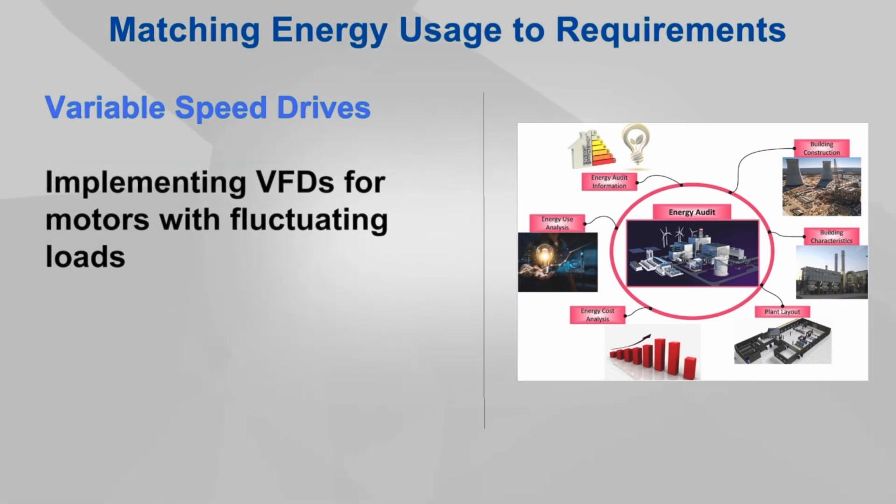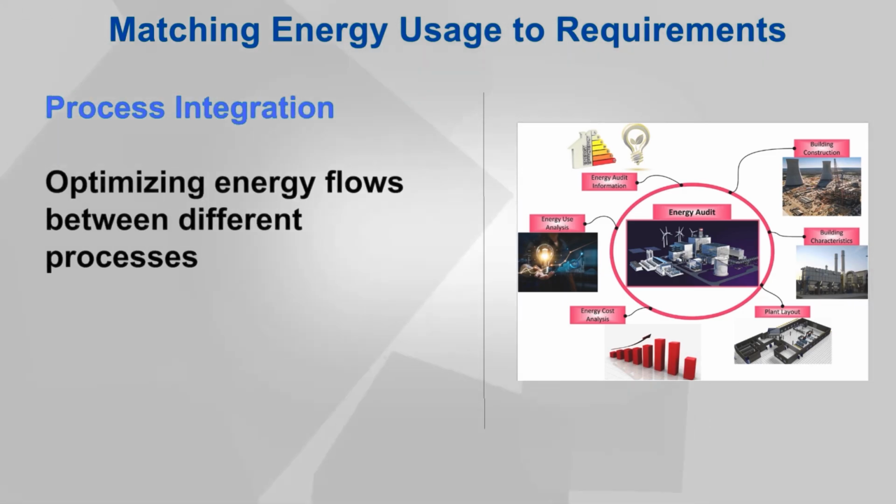Strategies for managing energy usage. Second, let's look at some strategies to better match energy usage with requirements. One effective strategy is to eliminate throttling in pumps. This can be achieved by trimming the impeller, resizing the pump, or installing variable speed drives. These adjustments allow the pump to operate more efficiently at the required capacity.